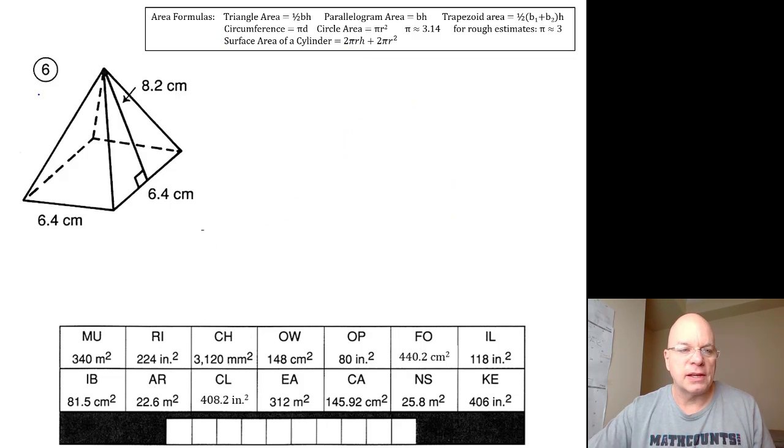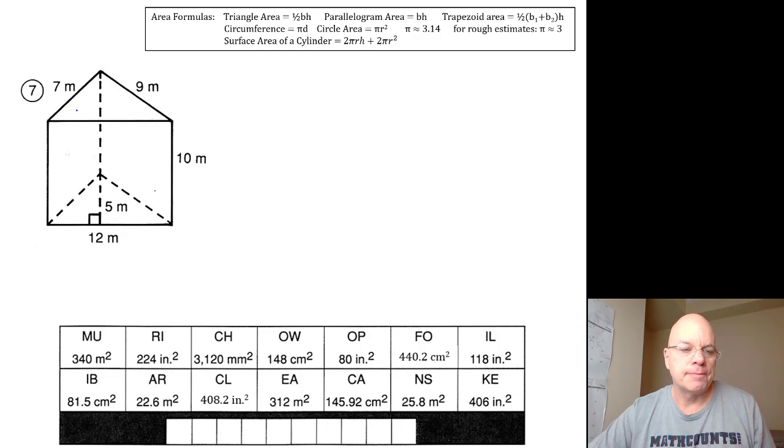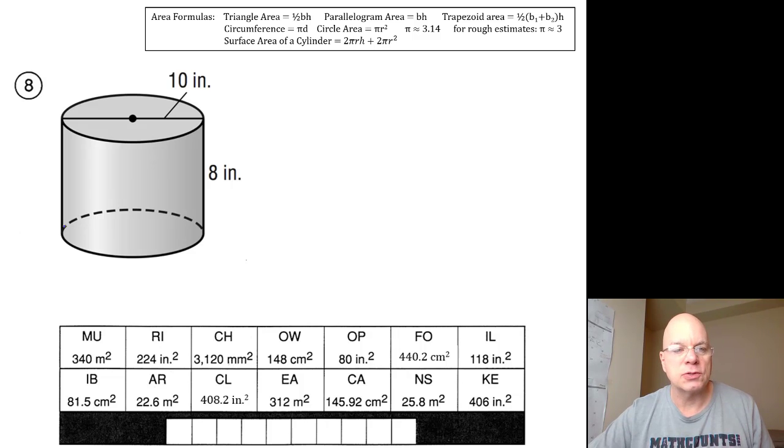This is a lot like this pyramid. I don't think we've done a pyramid, but that's why I'm going to do number 4 with you. So this one's a lot like number 4, which we'll do together here in a minute. Number 7, triangular prism. It's got 2 triangular bases and then 3 rectangular faces, B, C, and D. And you practiced that last week.